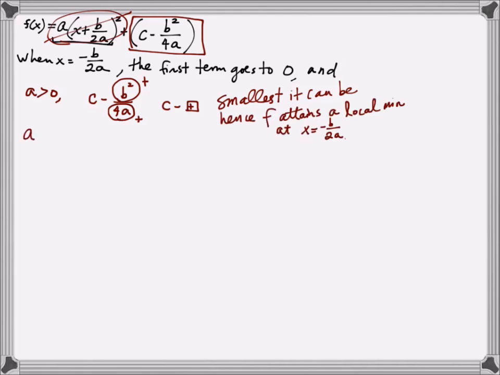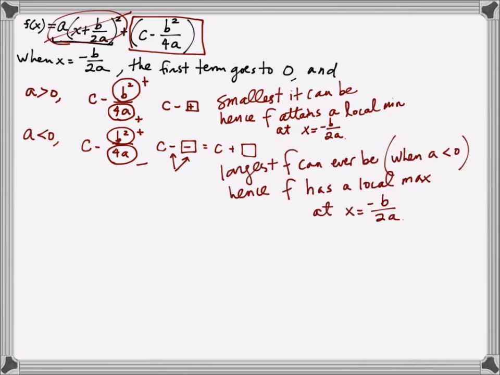On the other hand, if a is less than 0, then the quantity c minus b squared over 4a would have a positive quantity on top, but now we have a negative quantity on the bottom. So we're looking at c minus a negative quantity overall, because positive divided by negative would produce a negative quantity. If you're minus a negative quantity here, it actually produces a bigger quantity than c, which is what you started with. So this actually is the largest the function value can ever be. Hence, f attains a maximum at the point x equals negative b over 2a.